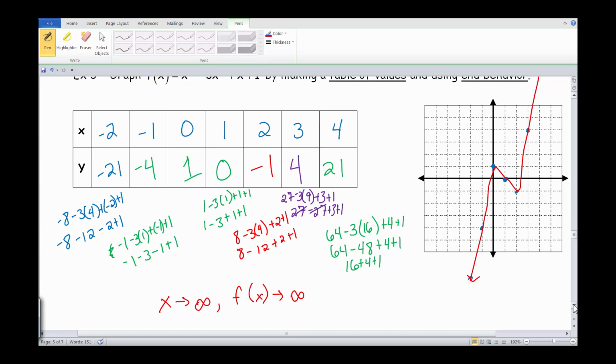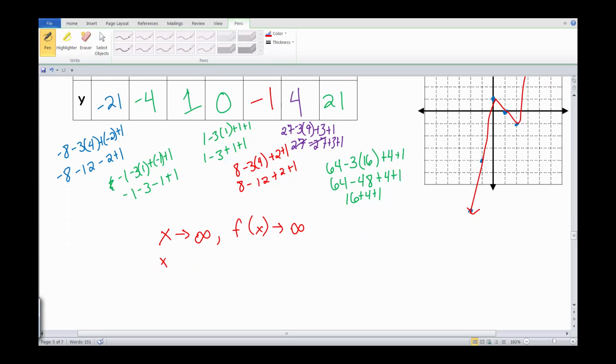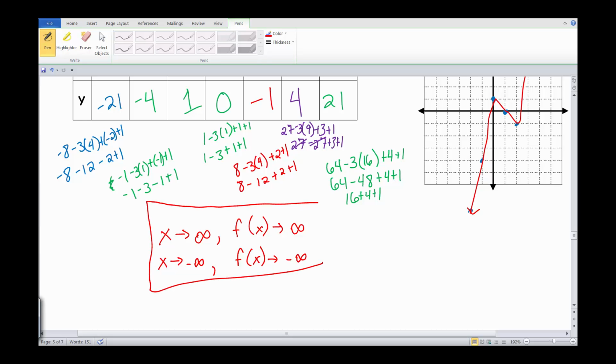Alternatively, as x goes towards negative infinity, our f of x is doing what? In other words, as we go outwards towards the left, towards negative infinity for x, we see that we are going down towards negative infinity for our y values, or our f of x values. So this would be our end behavior. Again, that is example 5 from our 5.2 number 2 set of notes.